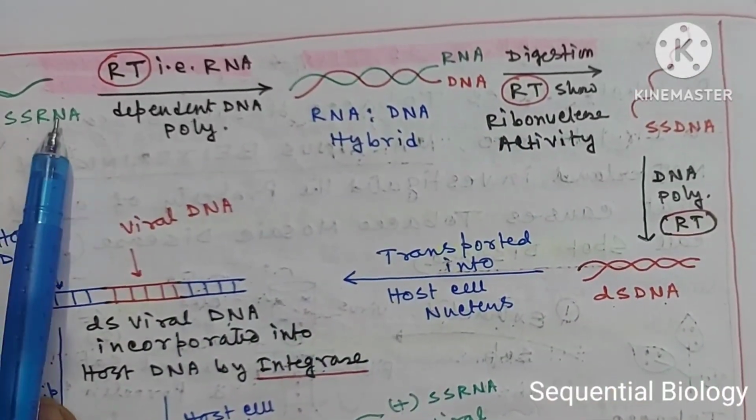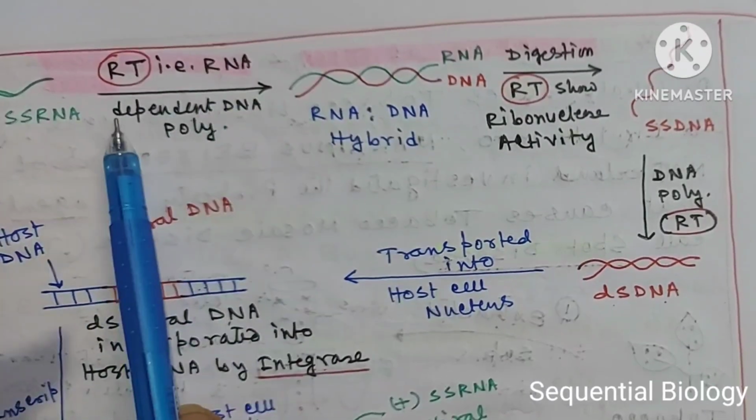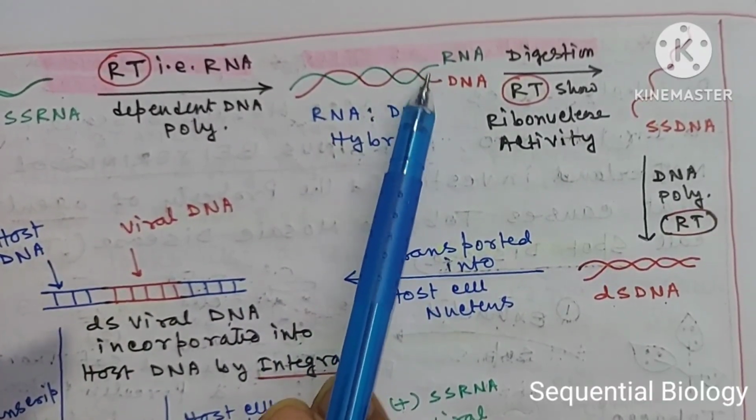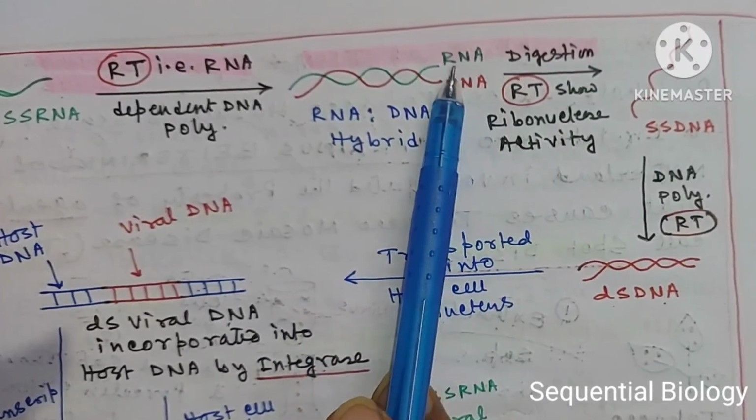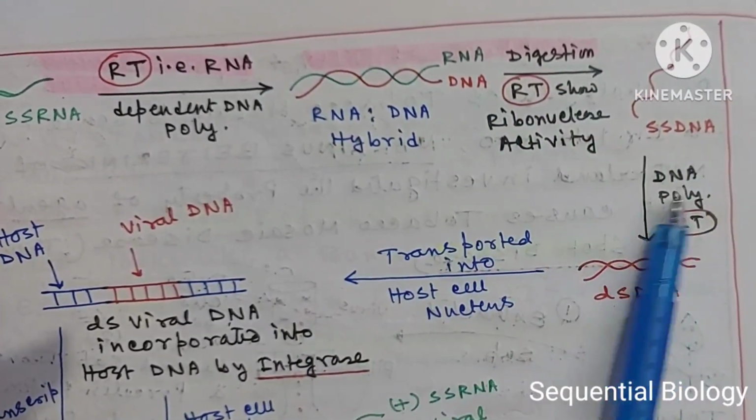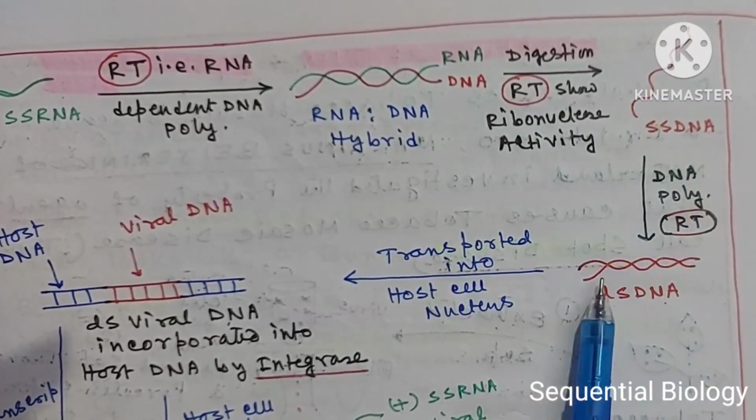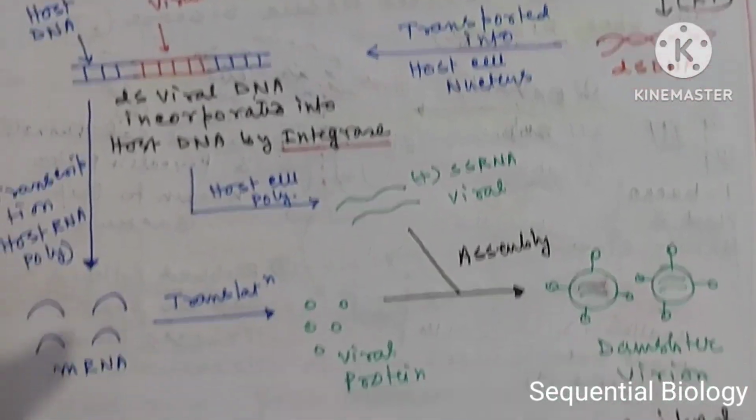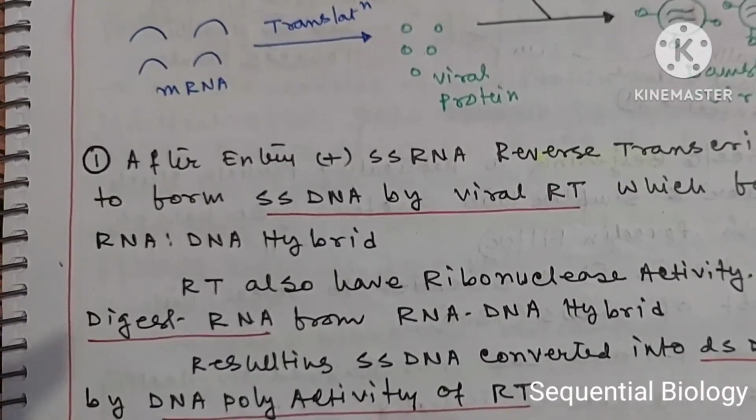So reverse transcriptase is a very important enzyme, and it is involved in three steps. First, from the plus ssRNA it synthesizes a DNA which is complementary to the plus ssRNA. Second, it digests the RNA. And third, it has DNA polymerase activity, by which the single-stranded DNA is converted into double-stranded DNA. So this reverse transcriptase enzyme is very important for their reproduction.